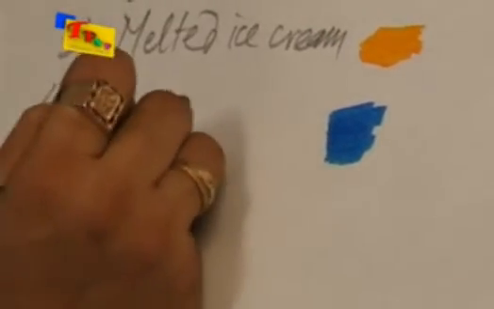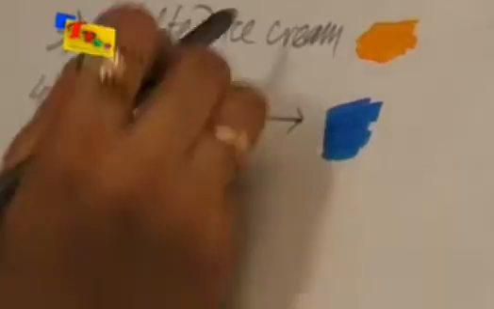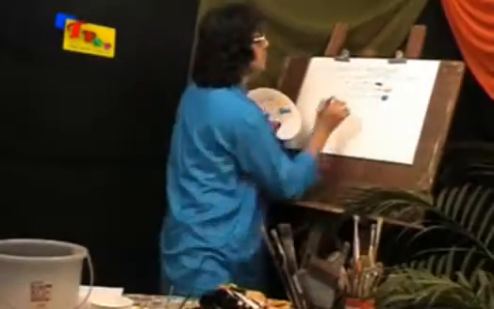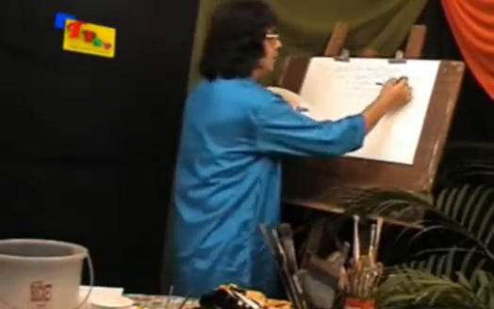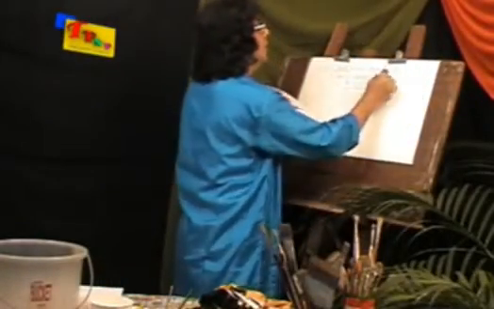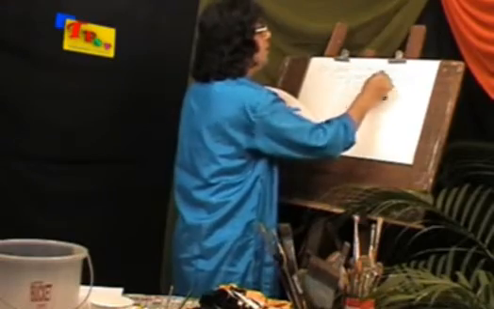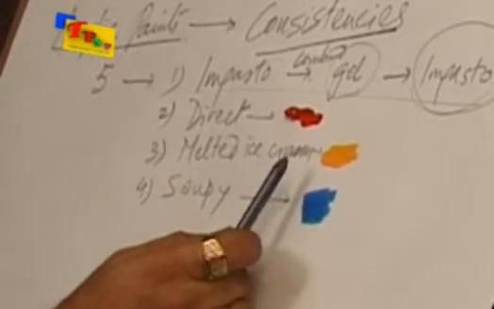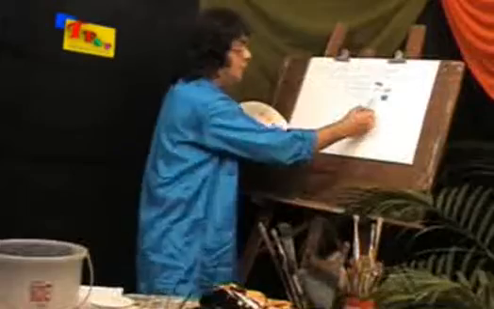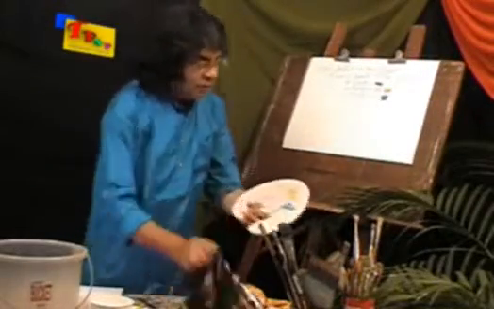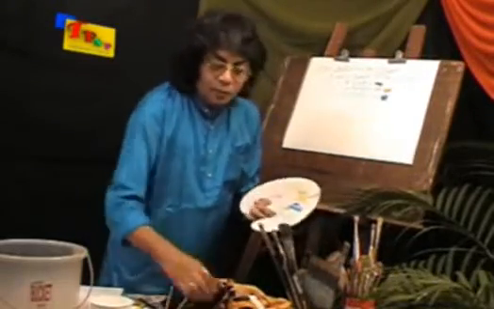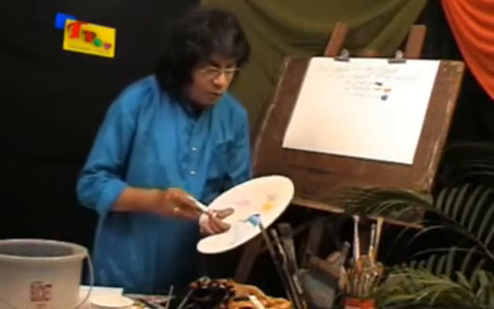You go on adding water and you get different consistencies of the paint. Now this impasto is with a gel, which generally we do not use for our regular painting. This is employed only for certain specific works. But we can readily use direct paint, we can use melted ice cream, we can use soupy consistency, or we may also use what is called watery.